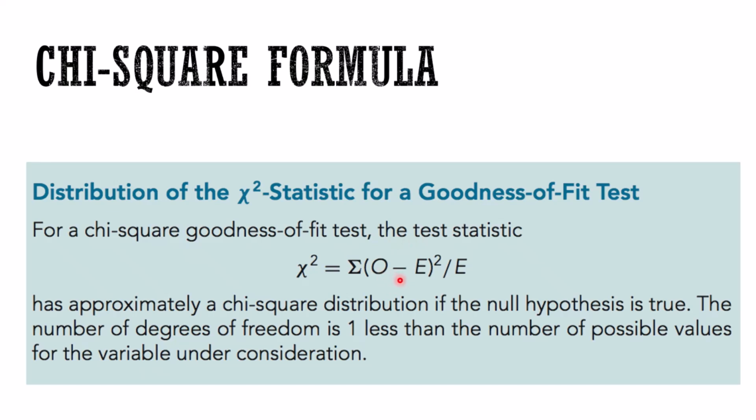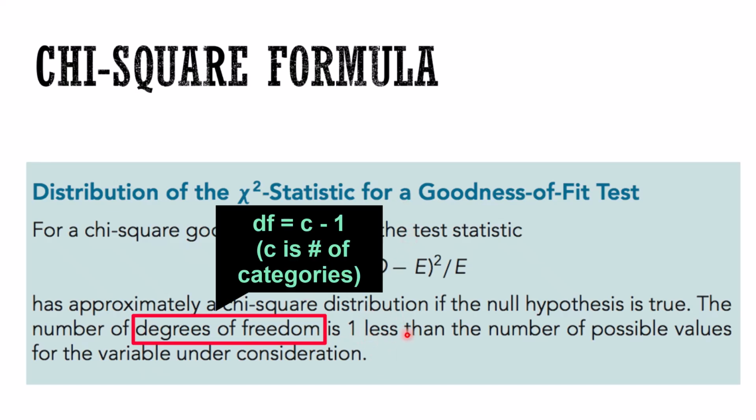Now another important thing that we have to remember is how we calculate the degrees of freedom. The degrees of freedom for a chi-squared goodness of fit test is 1 less than the number of possible values for the variable under consideration. So again, we are dealing with qualitative or categorical data.